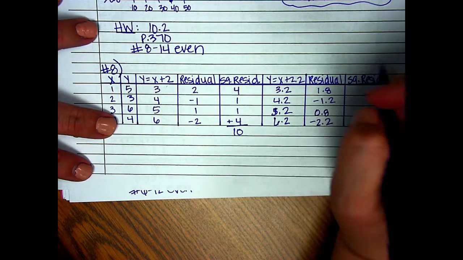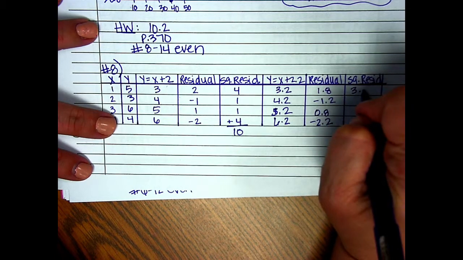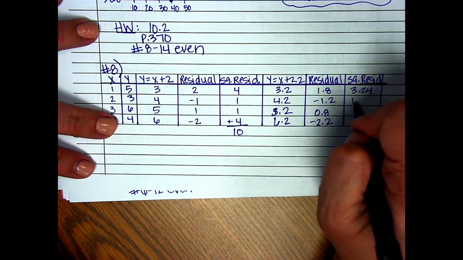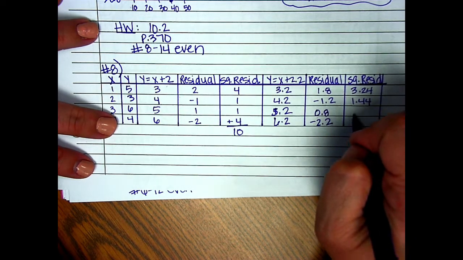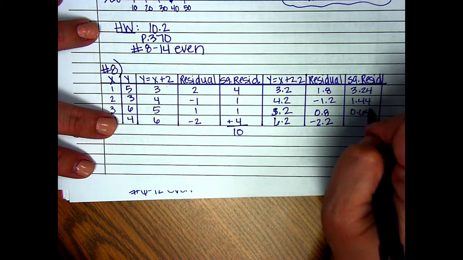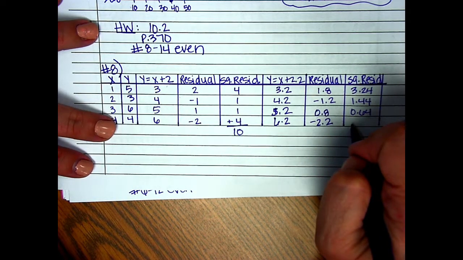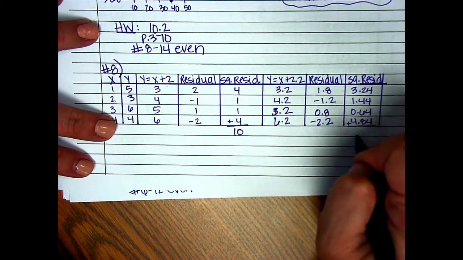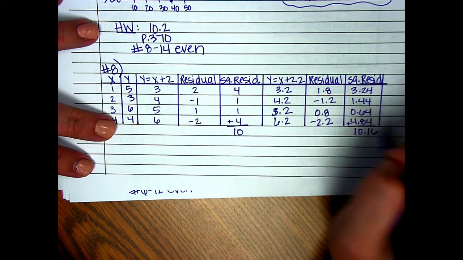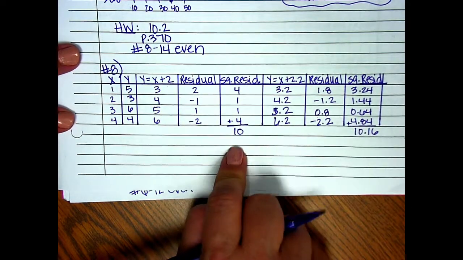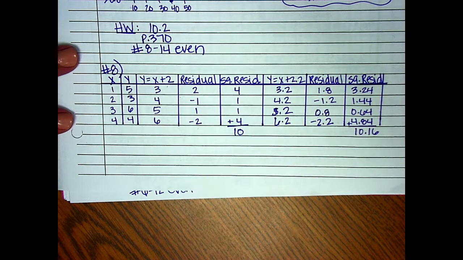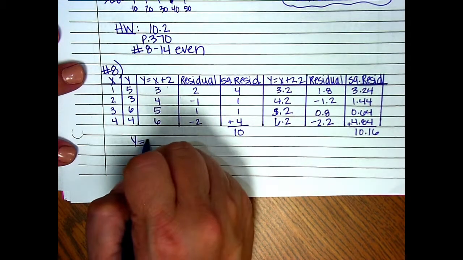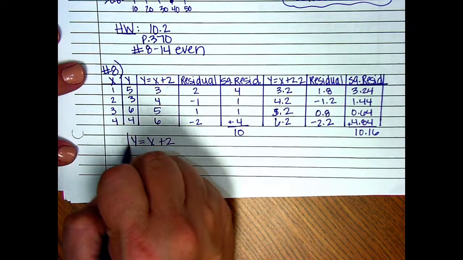Okay, so then we're going to square those. 1.8 squared is 3.24. Negative 1.2 squared is 1.44. 0.8 squared is 0.64. And negative 2.2 squared is 4.84. When I add those up, I get 10.16. So they're very, very close, but the one that's closer to 0 is the better line of fit. So for this data set, we would want to use y equals x plus 2.